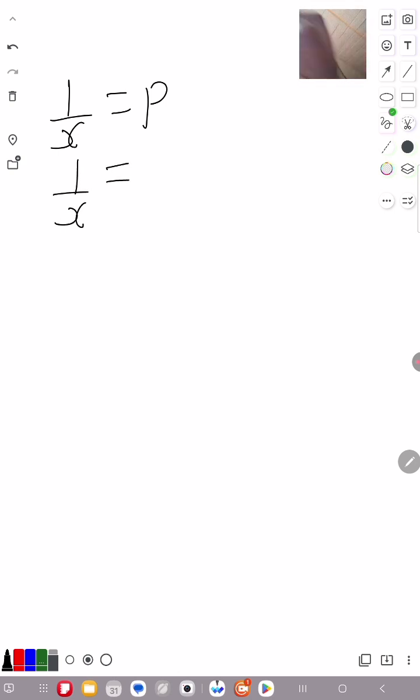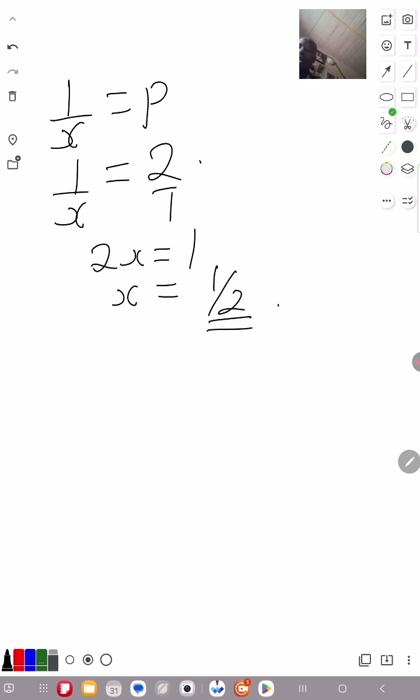So now, since 1 over x is equals to p, and p is 2, if you cross multiply, 2x is equals to 1. That means x is equals to 1 over 2. It's as simple as that.